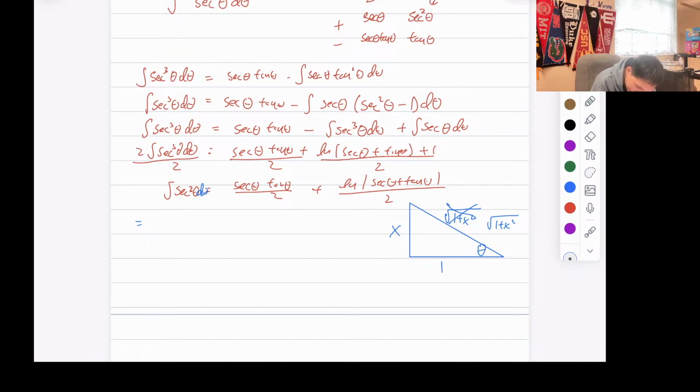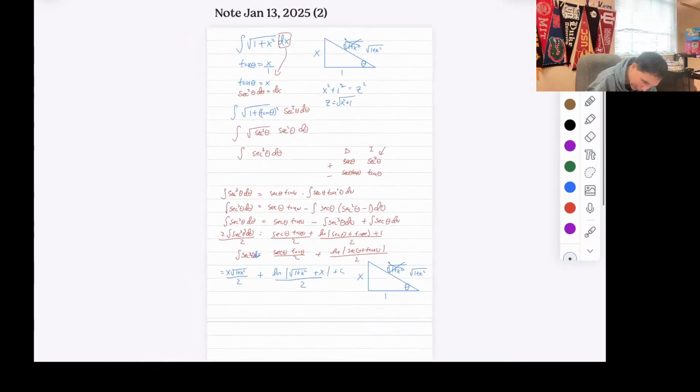What is secant of theta? It's root 1 plus x squared. And how about tangent? x. And then over 2, right? Because I convert secant plus natural log of root 1 plus x squared plus x plus c over 2. One page, like I promised.